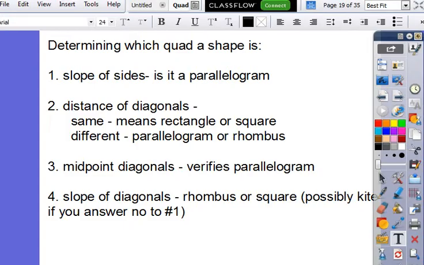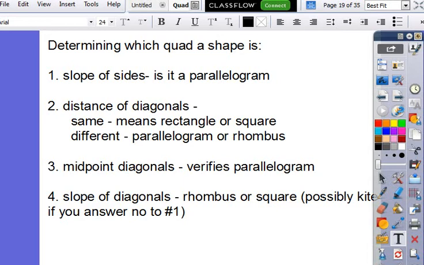All right, what we're going to do here is determine what shape we have based on these things. We're going to find the slope of the sides first. That's going to tell us is it a parallelogram or not. The second thing we're going to look at is the distance of the diagonals.